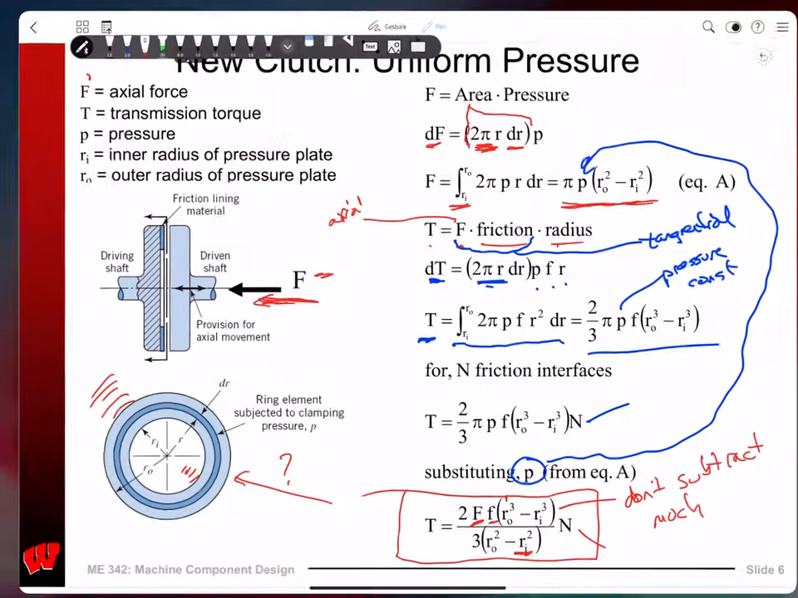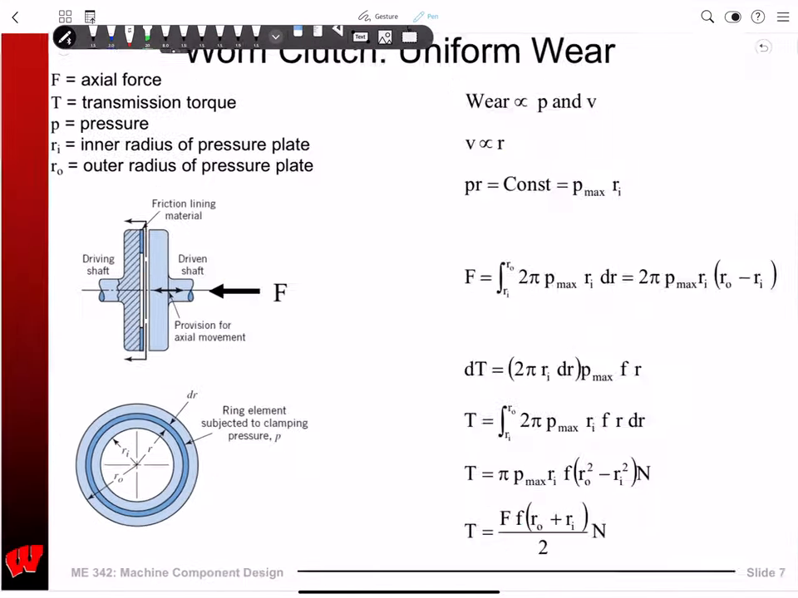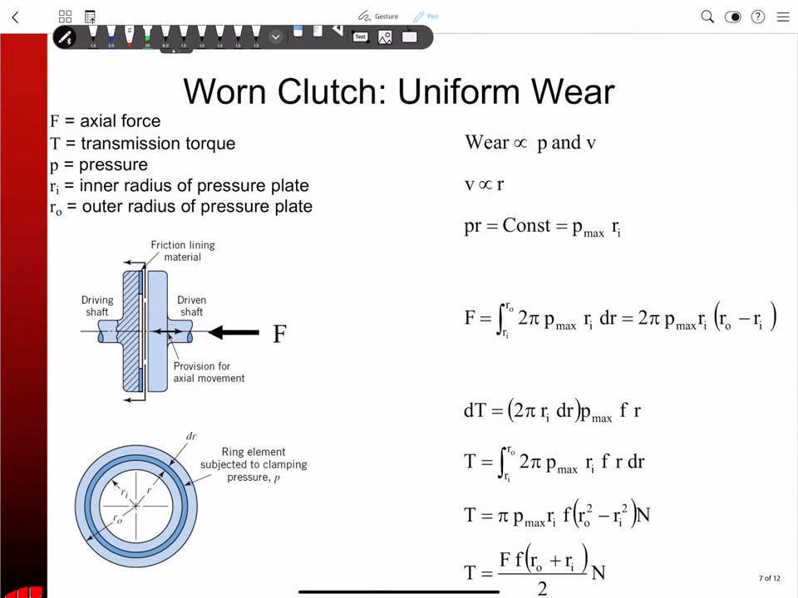Okay, so let's go back to the notes here. All right, this makes sense. Okay, so let's go to a worn clutch, uniform wear.